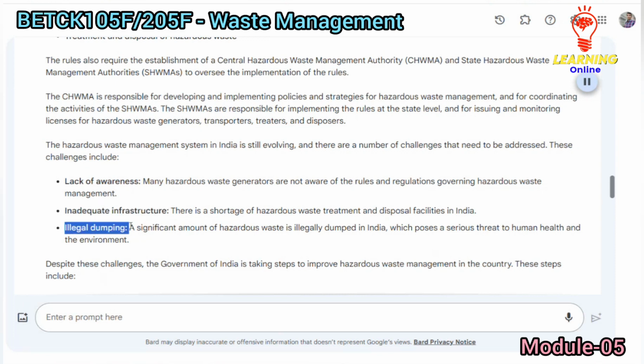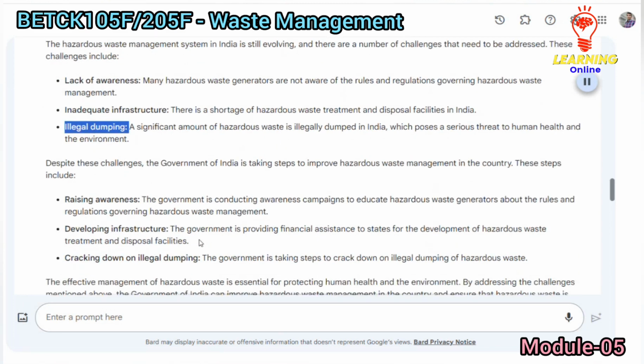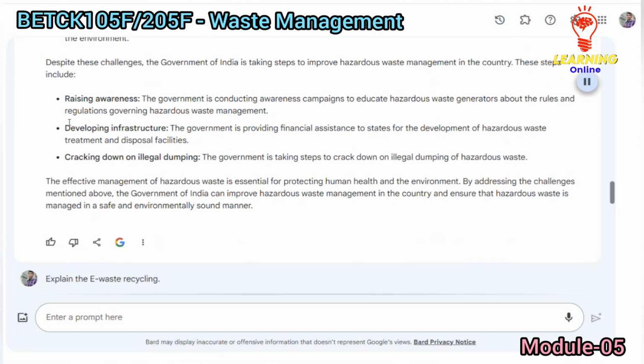Illegal dumping. A significant amount of hazardous waste is illegally dumped in India, which poses a serious threat to human health and the environment. Despite these challenges, the Government of India is taking steps to improve hazardous waste management in the country. These steps include raising awareness.